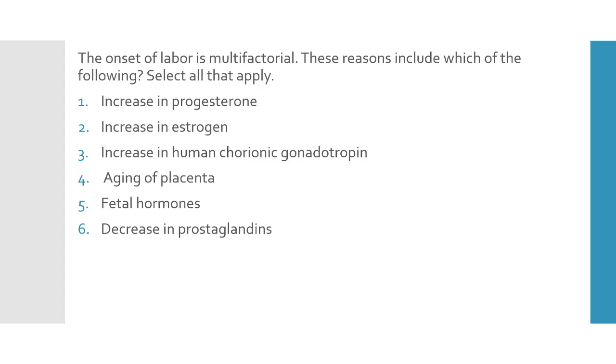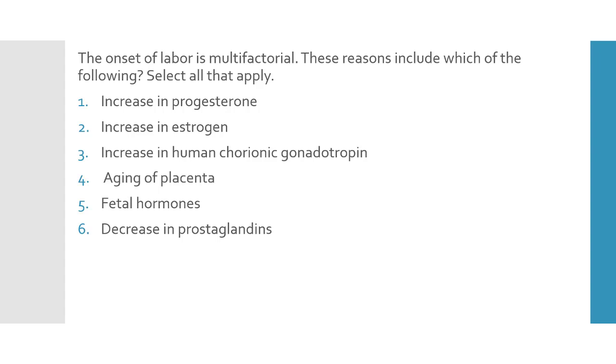This is an application question. To answer this question, you need to know what the signs of onset of labor are. This is also a select all that applies question, so you need to look at each answer individually to see if it fits the question. Number 1, increase in progesterone. This is not a correct answer. Progesterone decreases prior to labor.